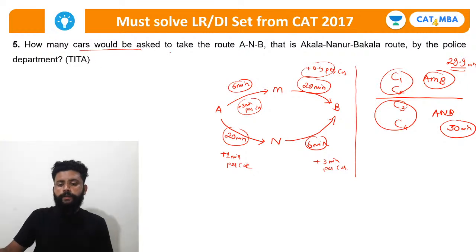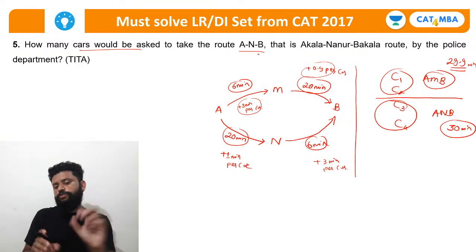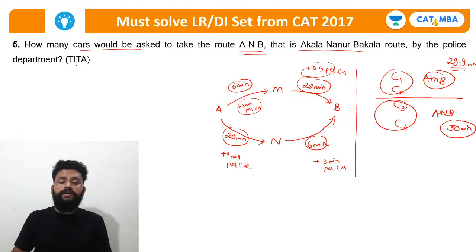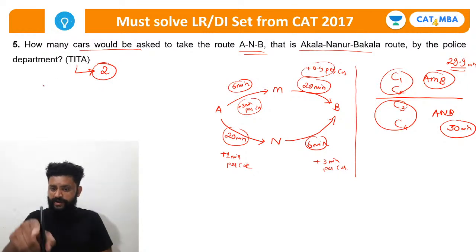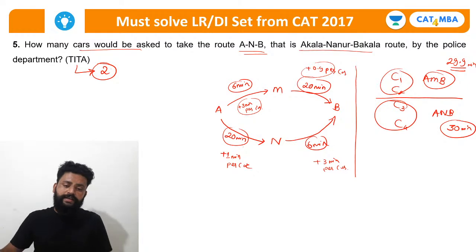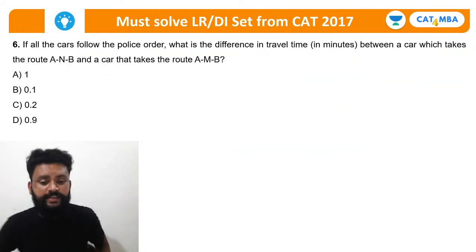So for sure, how many cars would be asked to take the route A and B by the police? So answer is simply दो कार को उन्होंने बोला है कि A and B route. That's the simplest thing you can ever had.